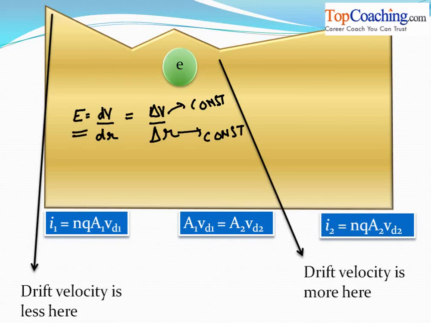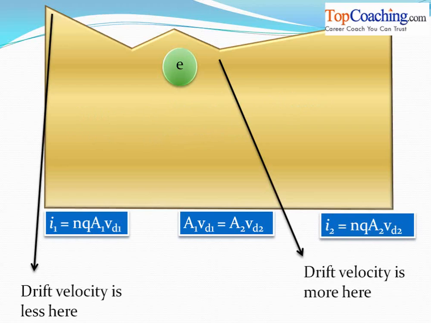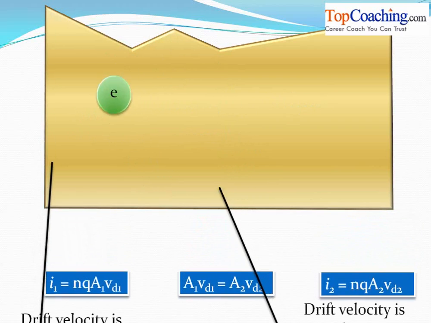But we do not really know whether the potential difference is constant or not. But if we assume that the potential difference is constant, then the electric field is also constant. Understood? So now let's finally take a look at our options. Let us see which of those options is now correct.